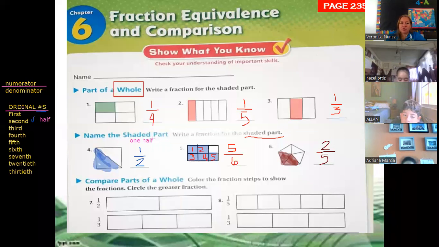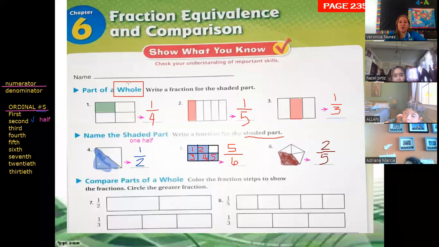So, Alan should participate more. How do you read this fraction? Well, you have to use ordinal numbers. The denominator, which is the number at the bottom, is an ordinal number. So how do you read it? You read it first, second, third, fourth, fifth, sixth, seventh, etc.